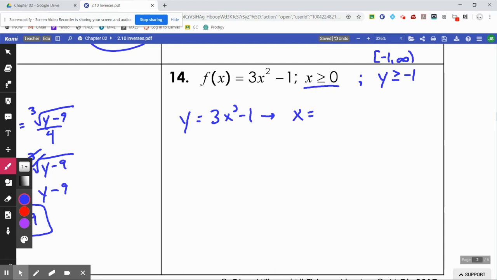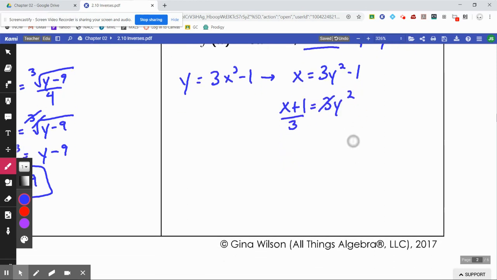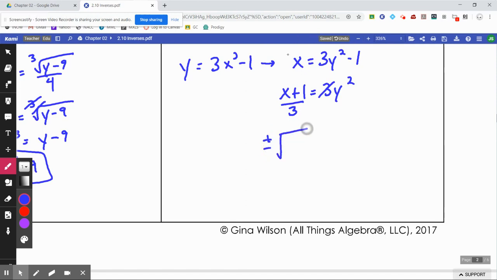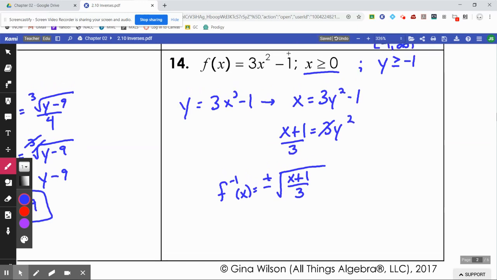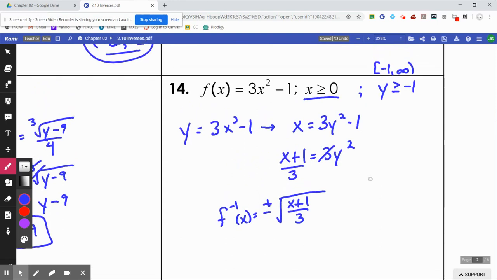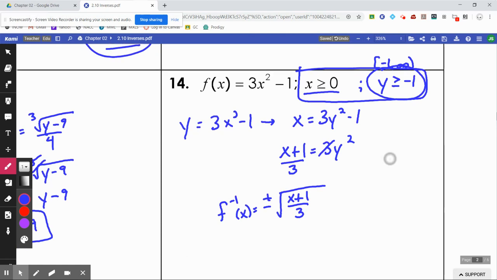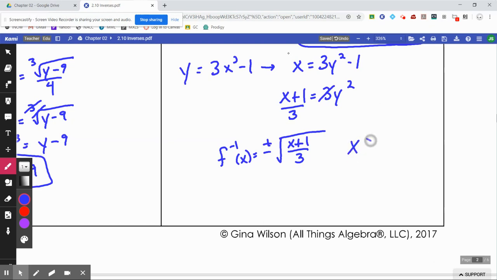My inverse of that would be x equals 3y squared minus 1. Move the 1 over. Move the 3 over by dividing. Move the square over by plus and minus square rooting. So y is equal to the square root of (x plus 1) over 3. So that'd be f inverse is equal to that. However, we need to restrict. We need to say, okay, what is the domain of this? And again, the domain of my inverse function will be the same thing as the range of my original function. So y in my original had to be greater than or equal to -1. So now x has to be greater than or equal to -1 in my inverse function.